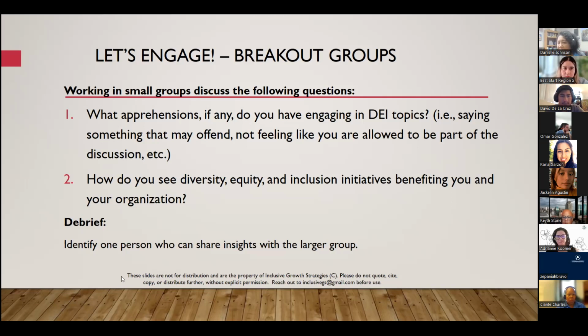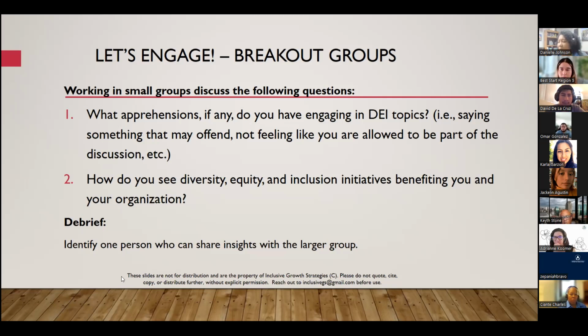For example, that might be saying something that might offend, not feeling like you're allowed to be a part of the discussion. Maybe you don't see yourself as a diverse individual, so you don't feel like the conversation is even for you. How do you see diversity, equity, and inclusion initiatives benefiting you? So how it shows up in your personal life, and then maybe the organizations that you represent. How do you see these initiatives benefiting there? If you have some going on, share those, right?